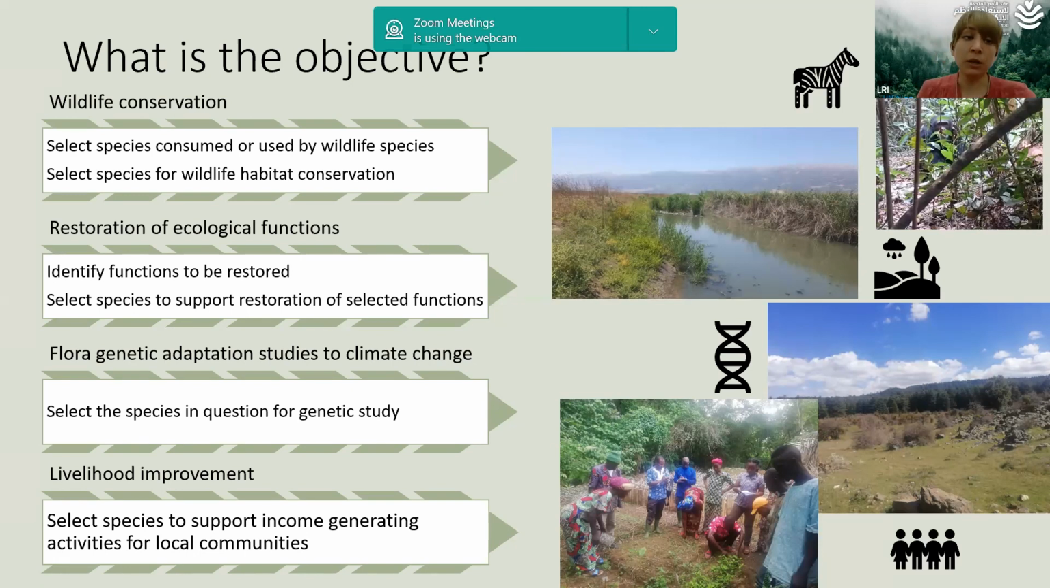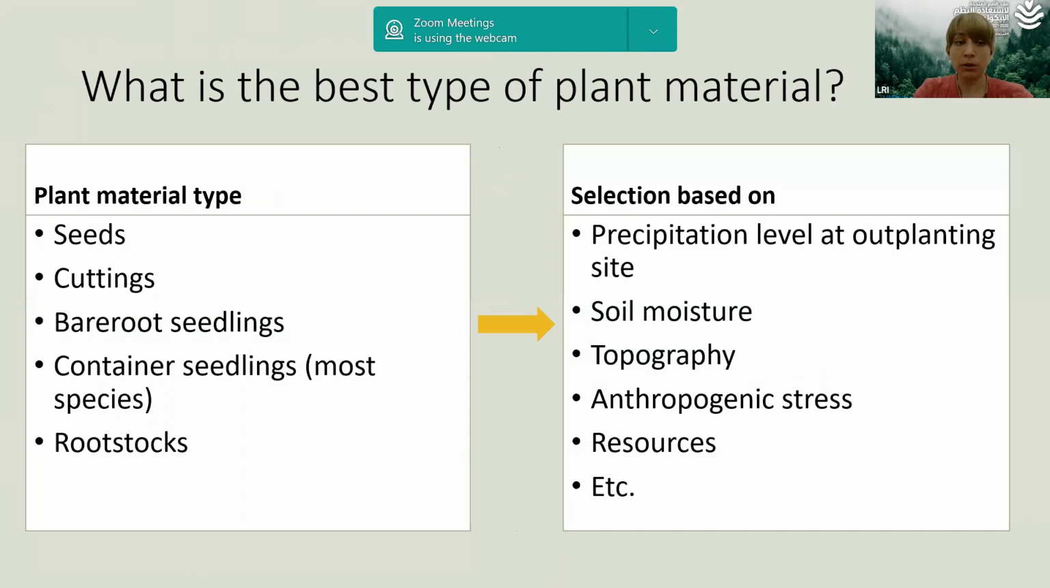It could be that our objective is flora genetic adaptation studies for climate change. And here, in that case, we select the species in question for the genetic study. A last objective could be livelihood improvement, where we select species to support income generating activities for local communities.